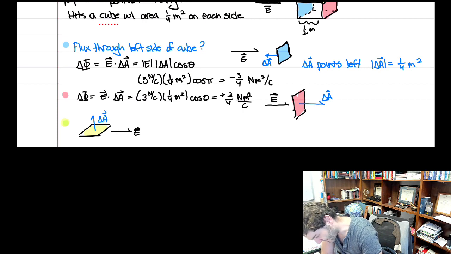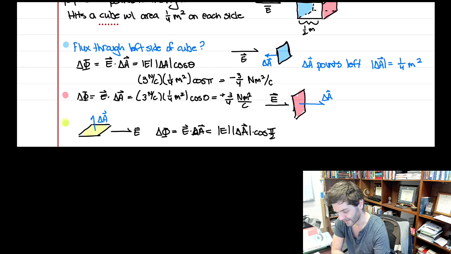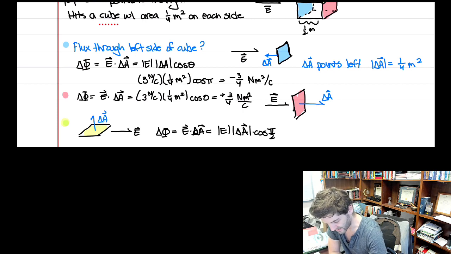So the flux in this case is again E dot delta A, which is E times delta A times cosine of 90 degrees, or pi over 2 radians, but cosine of pi over 2 is 0.